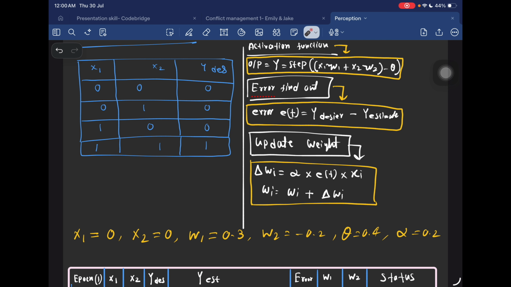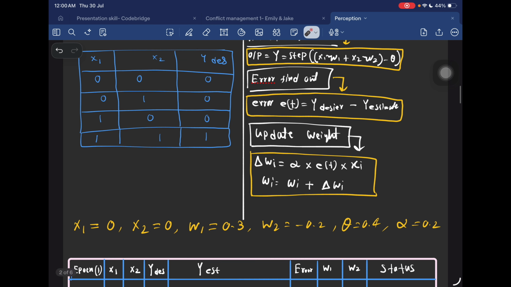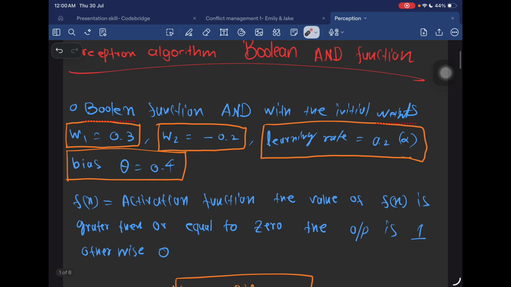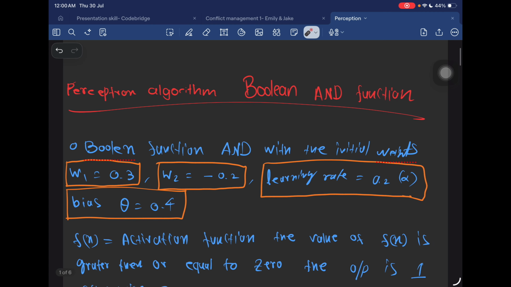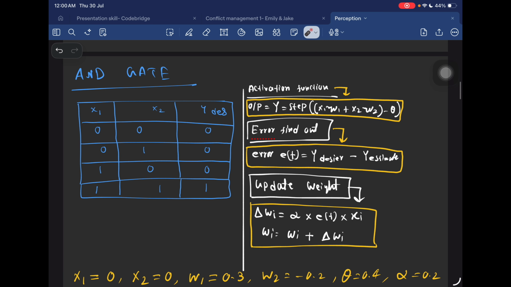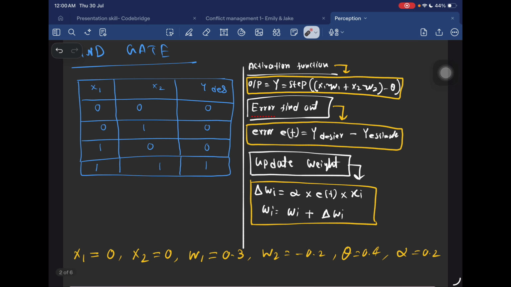If the output is not the desired one, then we change our weight. How to change our weight? We already said theta is the learning rate. So learning rate times error times the feature, the first feature, is called the delta weight. Then we update our initial weight: the new weight equals the old weight plus the delta weight.